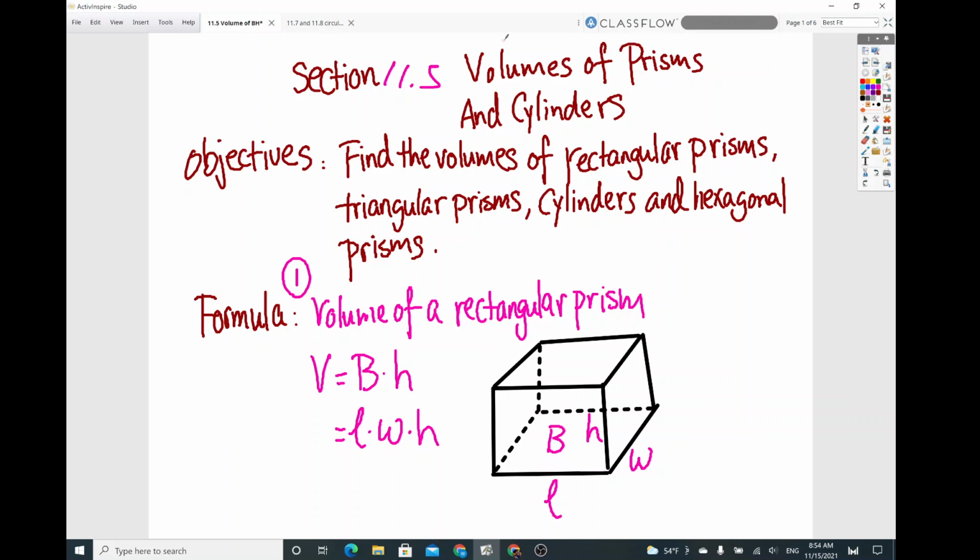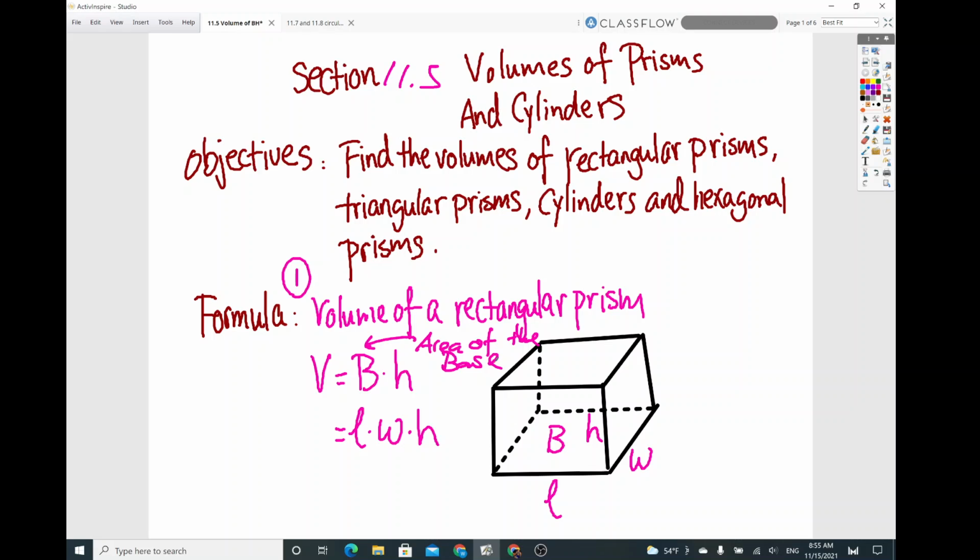So the formula for finding the volume of a rectangular prism. The way to do it, it's always considered the area of the base. If you see that capital B right here, that's considered the area of the base, times the height, and that will give you length times width times the height.